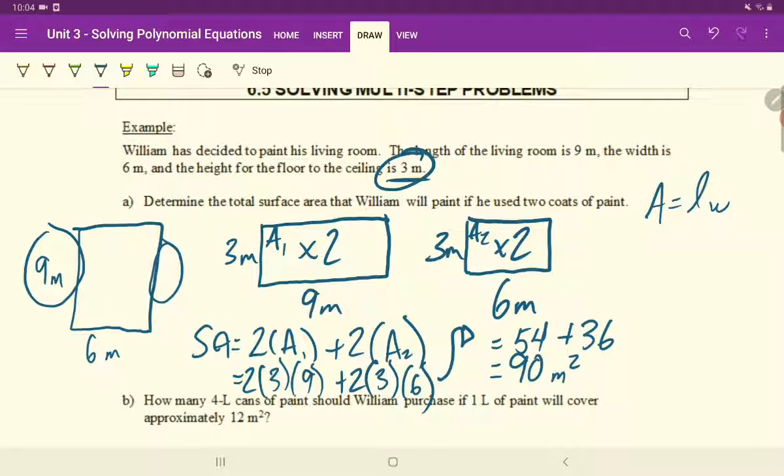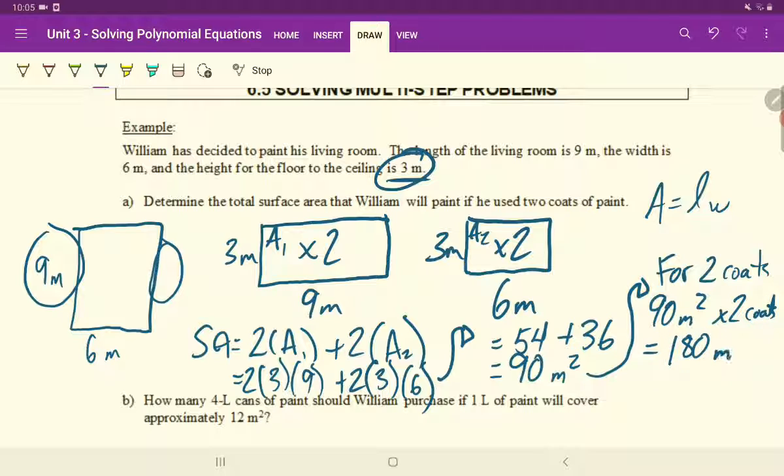But it says determine the total surface area that William will paint if he used 2 coats of paint. So for 2 coats, what are we going to do to our value of 90? Take our 90 meters squared, multiply it by 2 coats, and we get a total of 180 meters squared that we essentially need to paint here. That's our total surface area, 180 meters squared. Again, that's not including the roof.